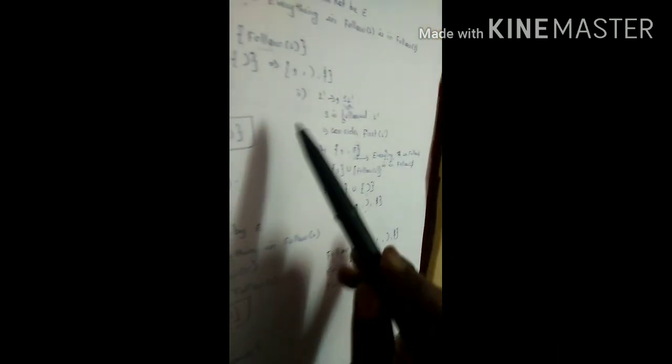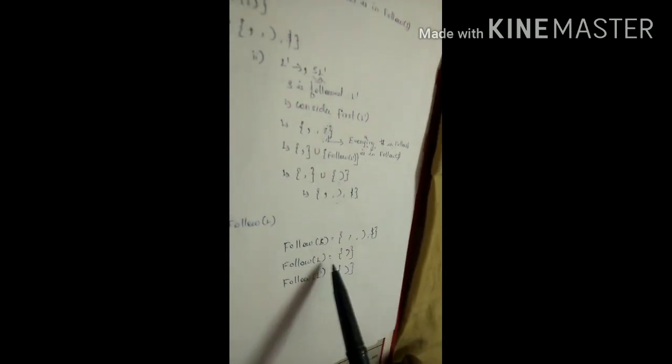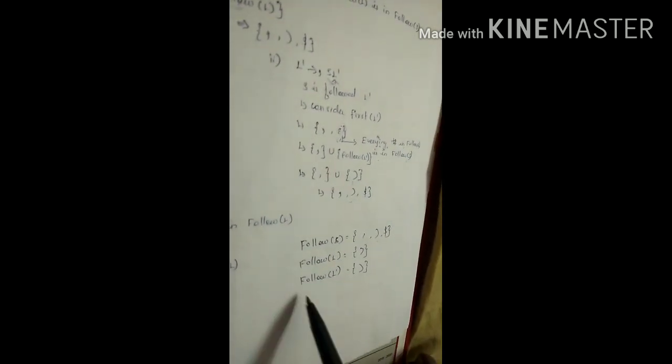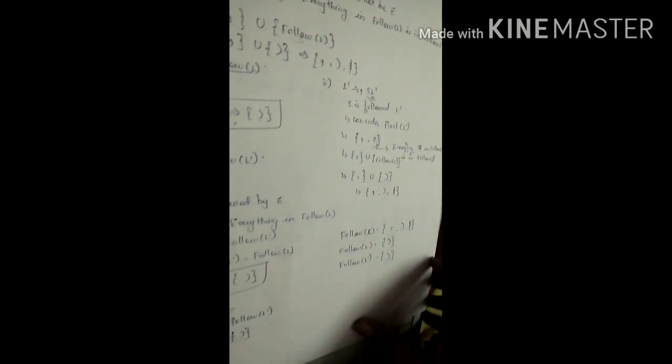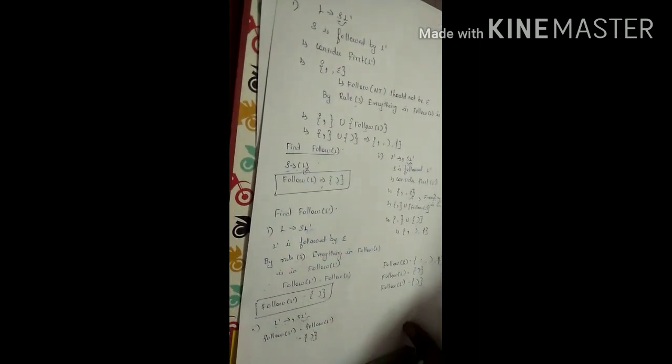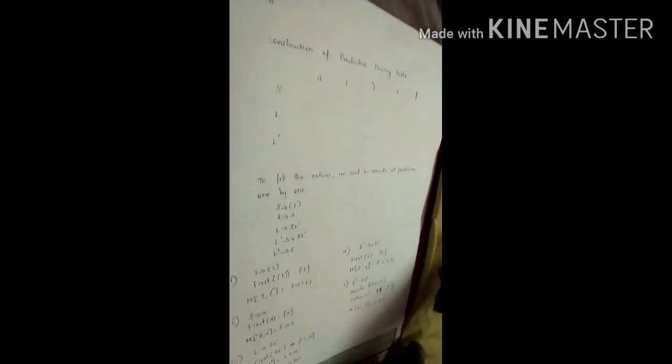So combining these two: follow of S equals comma, close bracket, dollar; follow of L equals close bracket; follow of L dash equals close bracket. So after finding the first function, we need to find follow of all the non-terminals. After finding this, we need to construct the predictive parsing table.